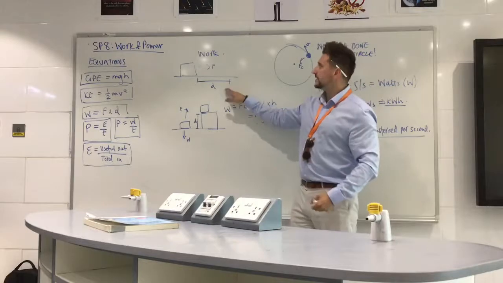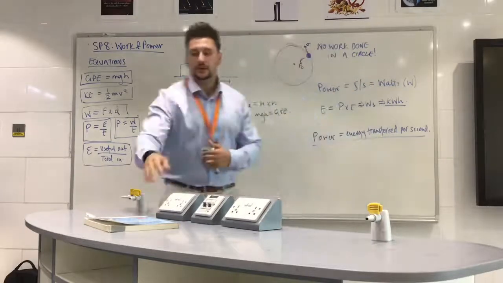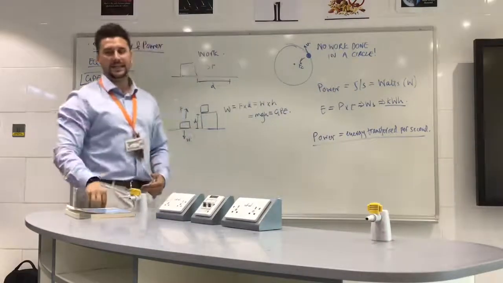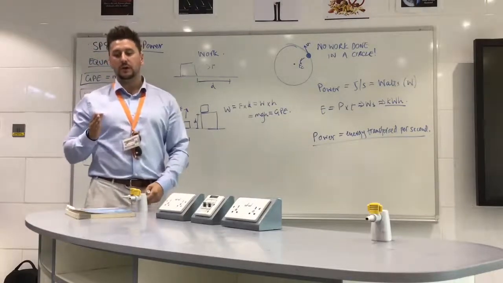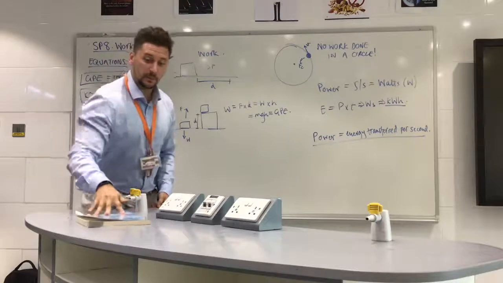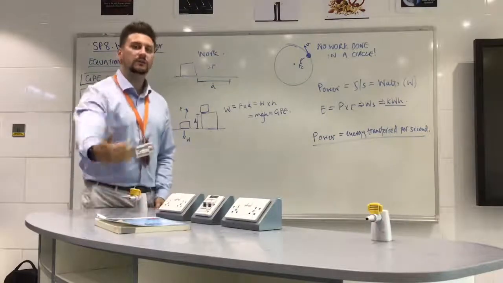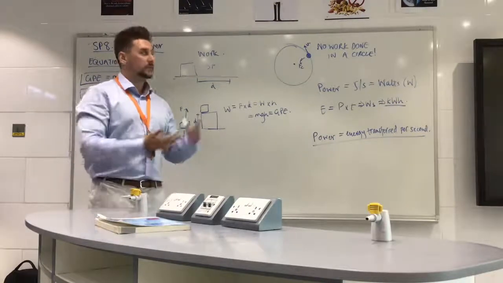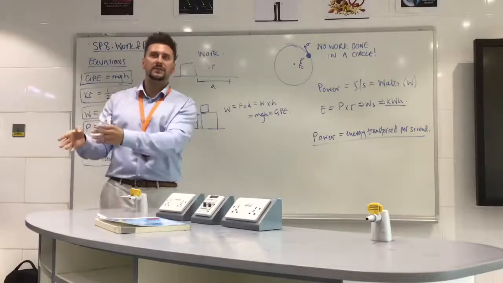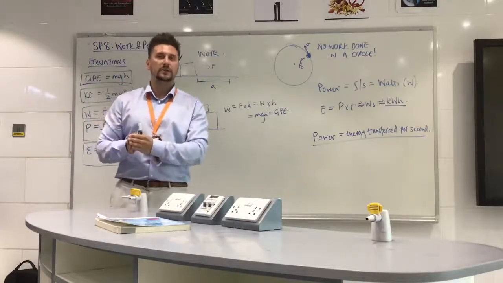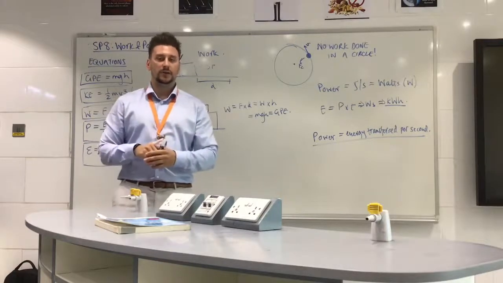And very specifically, the distance that the object moves has to be in the same direction as the force. So for example, if I apply a force on the book in this direction, then the book moves in this direction, then I've done work. But there are examples which we'll look at in a second, that if the object's displacement, the distance it travels, is not in the same direction as the force, then no work is done on that object.